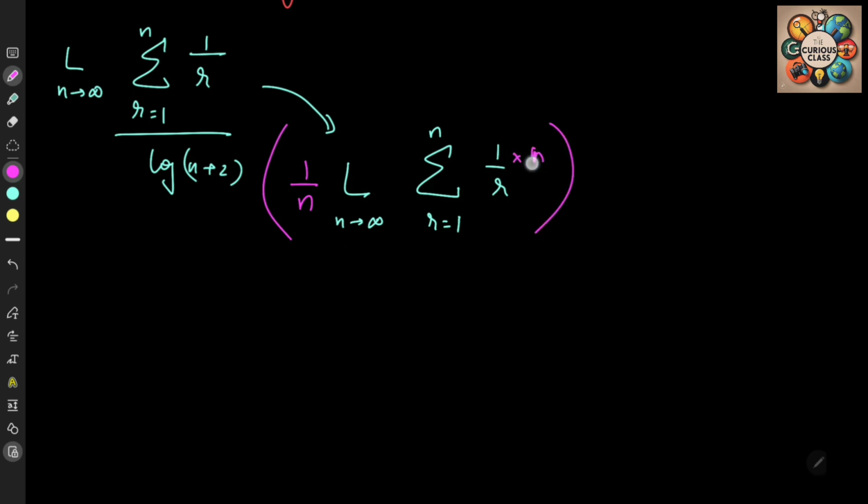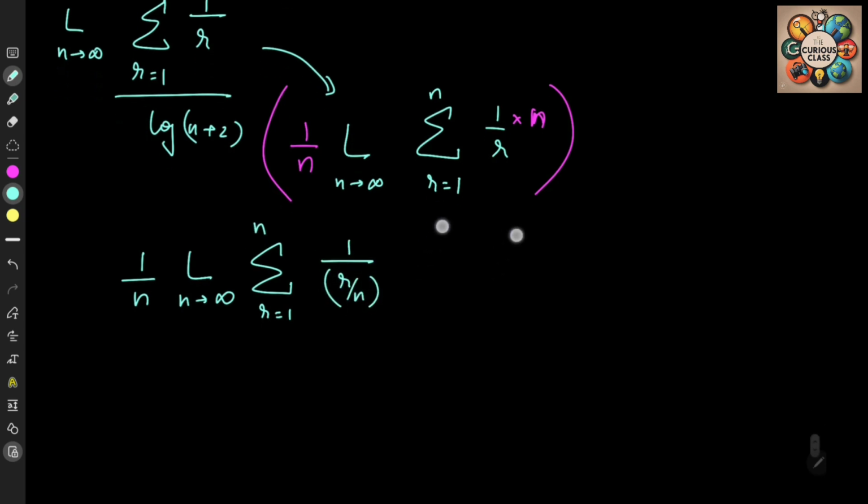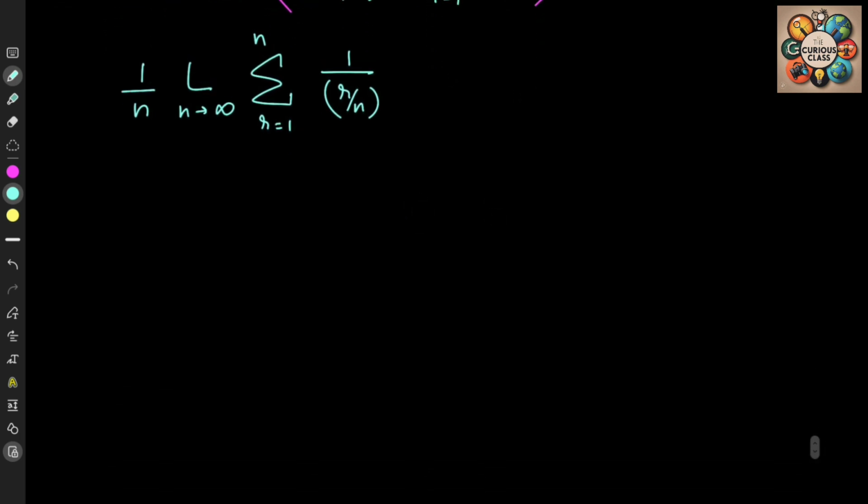This 1 by n is staying outside and that n goes inside and gets multiplied. So 1 by n is here, limit n tending to infinity is also here, this summation is also here, the lower limit is 1 and upper limit is n. This n by r, we're going to write as the reciprocal of r by n, for the very reason that we convert it into the limit of a sum. This 1 by n will become dx. Obviously this summation will become an integral. This r by n becomes x, so we write 1 by x.